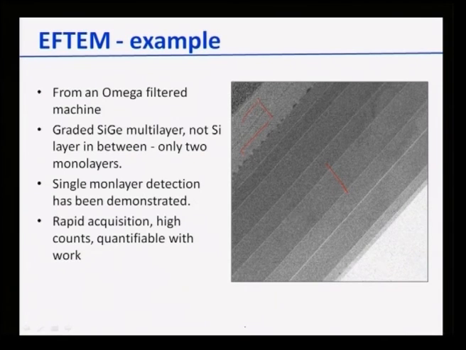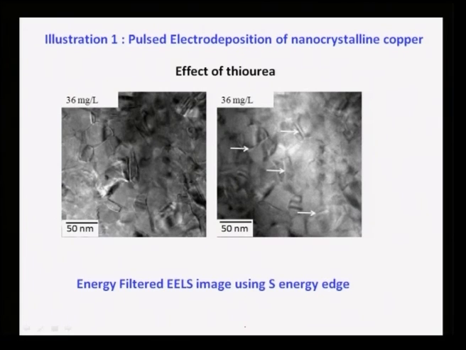So you can quantify that. This is again taken from our own work. This is basically what I showed you at the beginning of this course. When you deposit copper using pulse electrodeposition techniques, we always use thiourea, and thiourea has many roles to play. It can control the nucleation mechanism for thin film deposition. It can control the growth also.